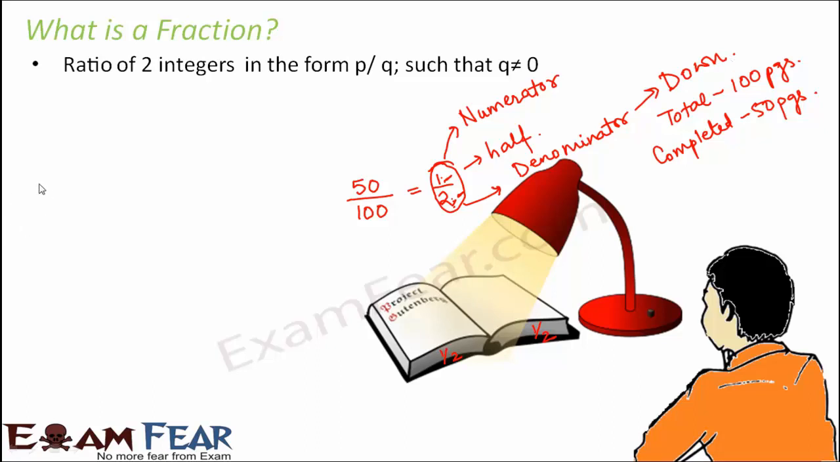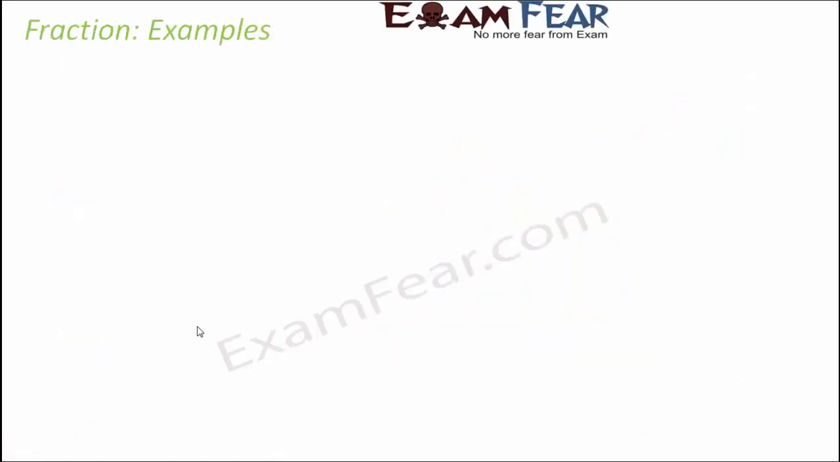So let us look at some examples. Anything of this sort, 4/10 is a fraction, 15/4 is a fraction, 1/3 is a fraction, 100/3 is a fraction. So these are all examples of fractions. Anywhere you see a ratio of two integers such that the denominator is not equal to zero, that is an example of a fraction. Let us look at more examples of fractions.